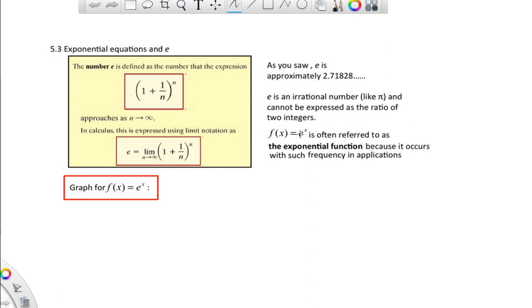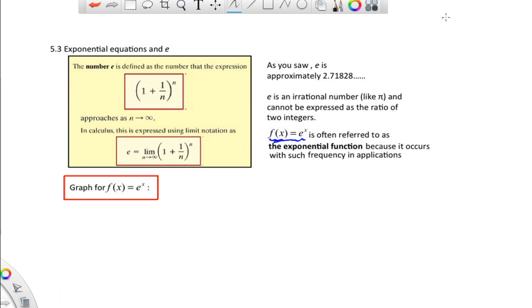e to the x is often called the exponential function because it's the base that occurs frequently in applications, whether in nature, in terms of growth of bacteria or decay functions, or a lot of other places where you run into e as well. A lot of statistics is based on it, so it's an important concept. It's very useful.